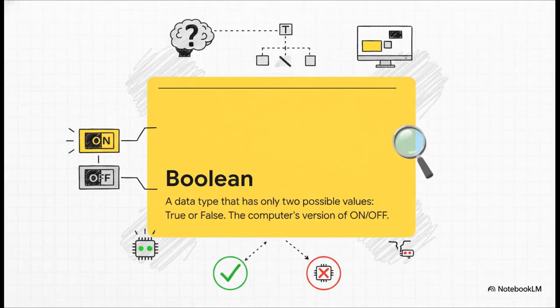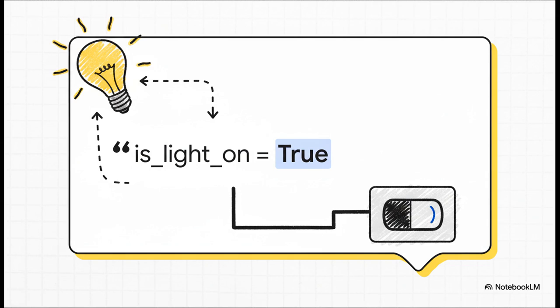In the world of programming, we have a special name for this on-off state. We call it a Boolean. It's just a fancy word for a type of data that has only two possible values, true or false. And here's the key takeaway. Every single complex decision a computer makes, no matter how advanced it seems, is built on top of this simple two-option foundation. And here's exactly what that looks like in code.